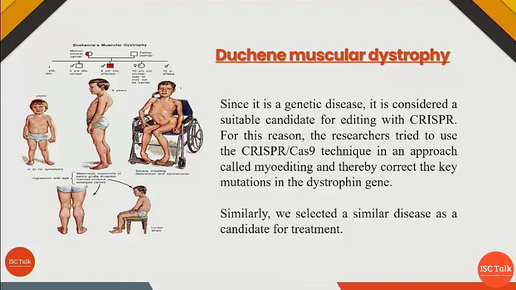As my teammates told, CRISPR-Cas9 can edit genes. So to understand that, let's take a look at Duchenne muscular dystrophy. Since it is a genetic disease, it is considered a suitable candidate for editing with CRISPR.